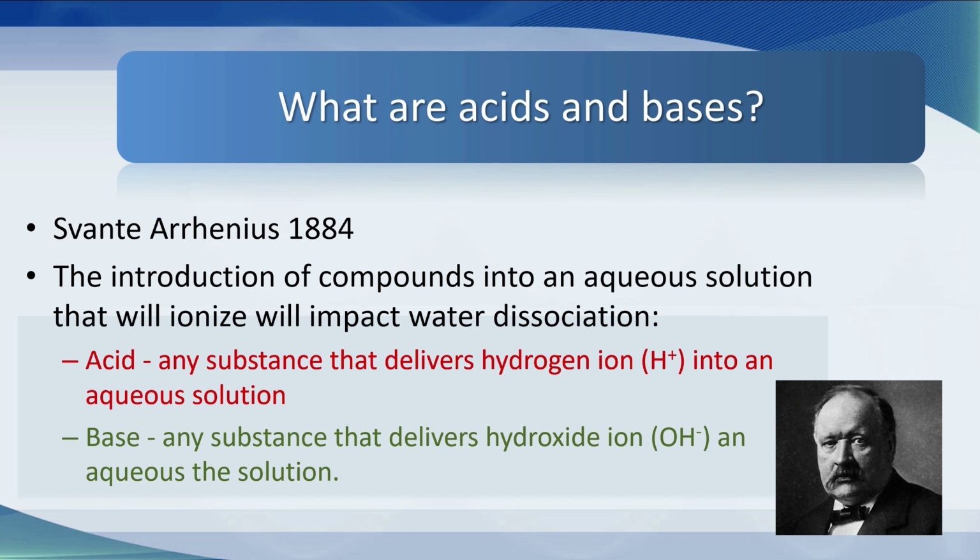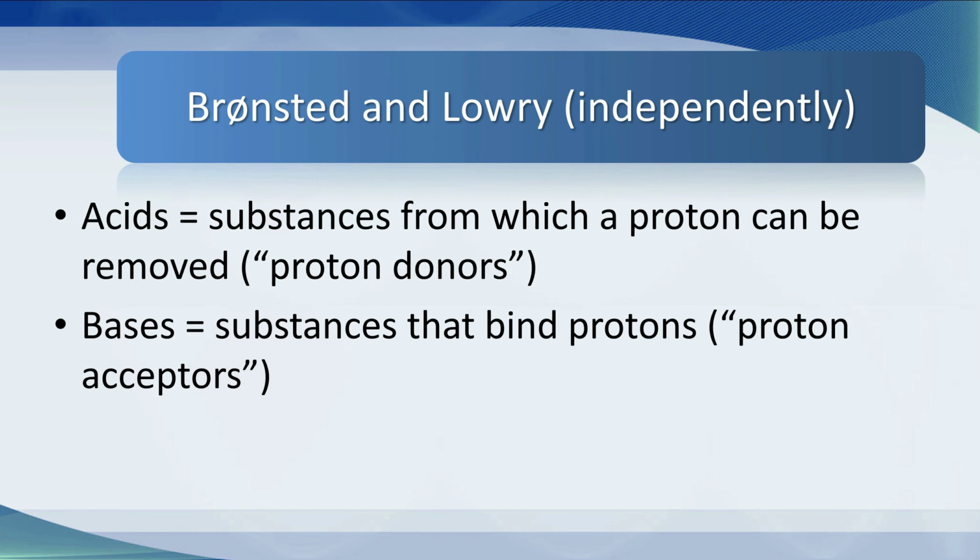Unfortunately, the chemistry world is not the biology world, and although this theory works perfectly well for all biological organisms, it doesn't work for all white-coated chemists working with test tubes in laboratories. As a consequence, this was superseded by a different theory in the early 1920s by Bronsted and Lowry, who were working independently, and they proposed different definitions for acids and bases. Acids were substances from which a proton could be removed. They were proton donors, effectively, and bases were substances that bind hydrogen ions or protons. They're acceptors.